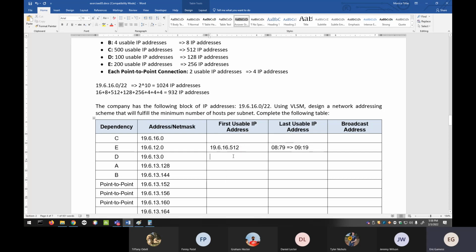So what is this 512? This 512 is 2 times 256 plus 0. So these 2 will apply to the third byte, and this 0 will apply to the fourth byte. Which means that I have to add to 16.